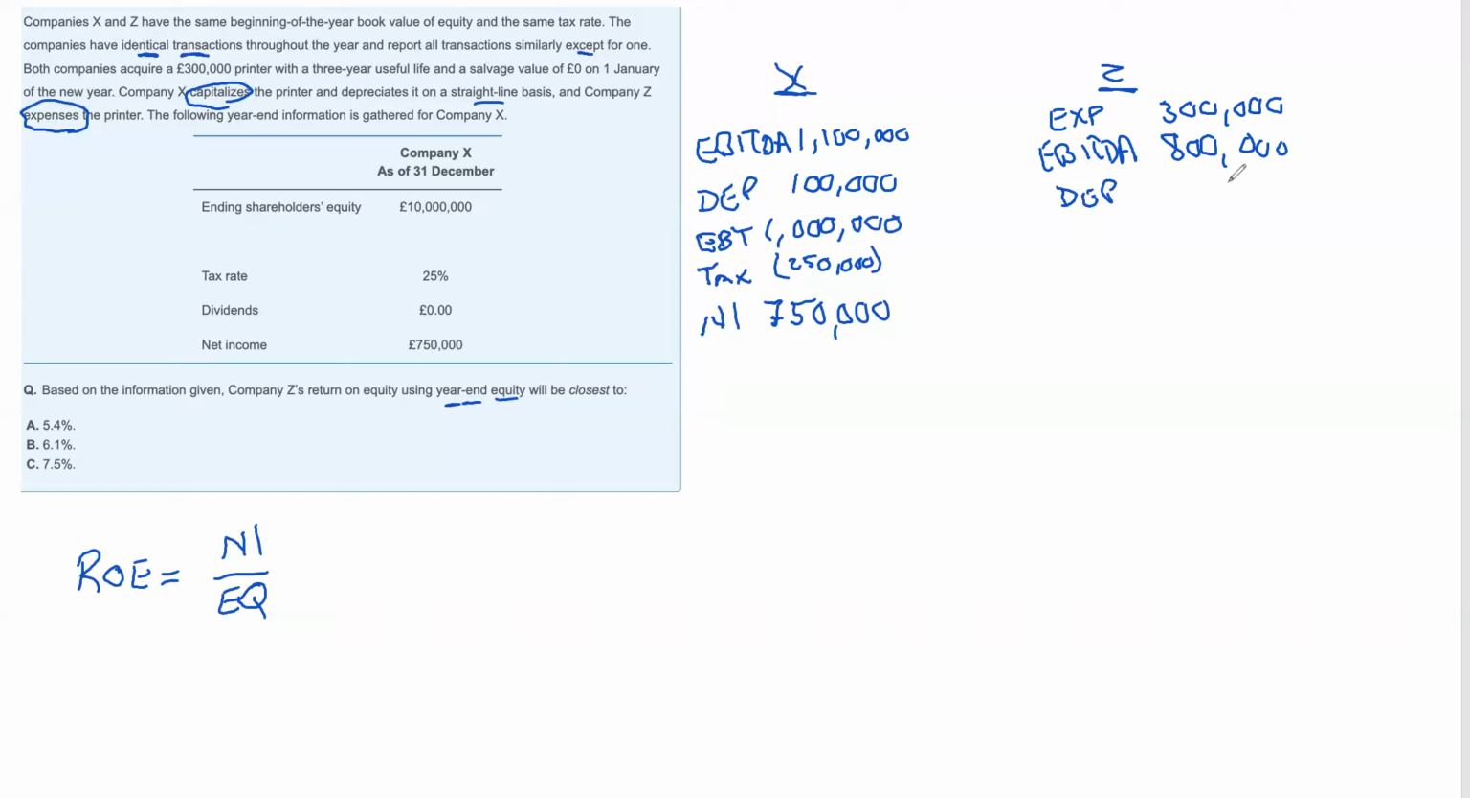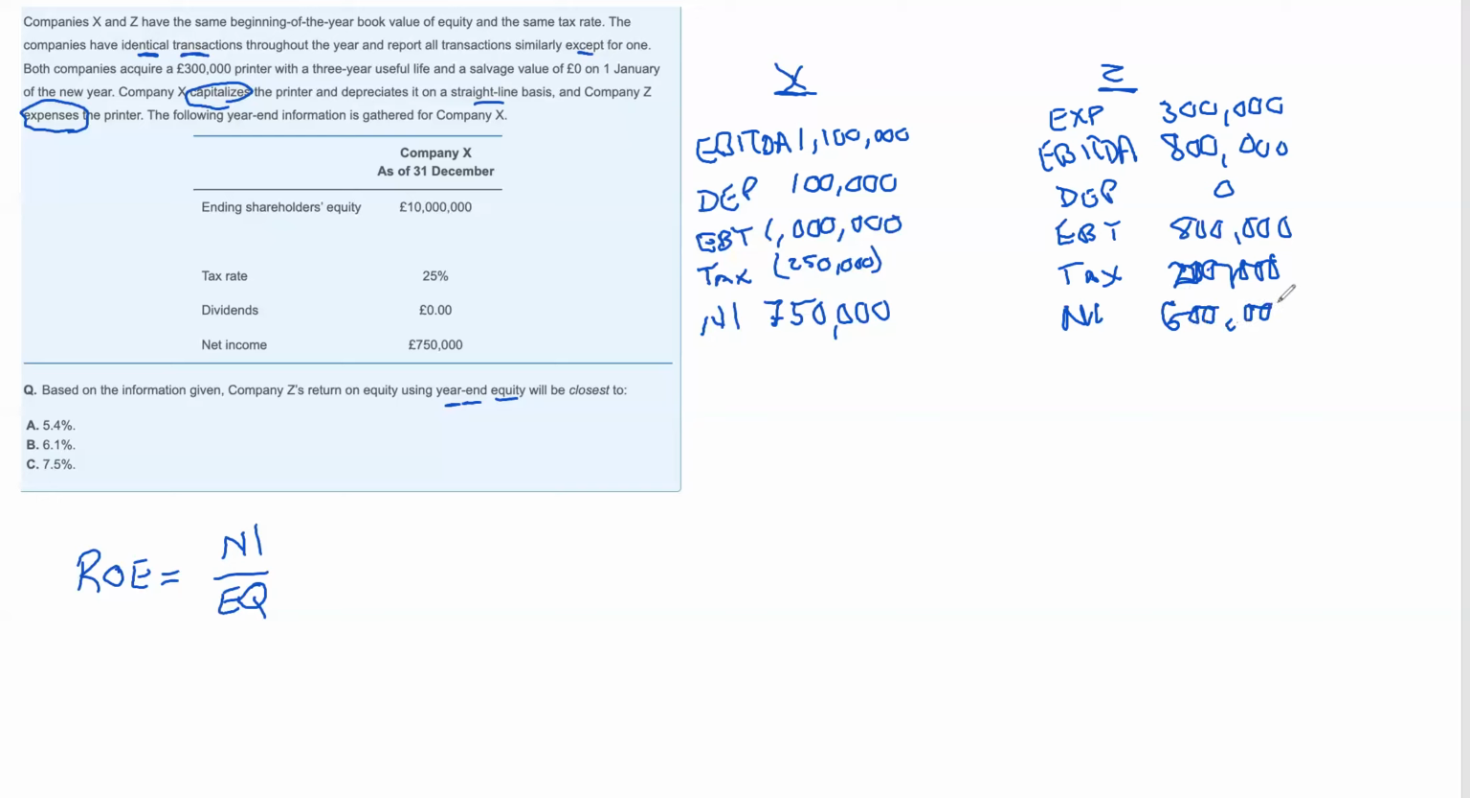Well, there is no depreciation expense. This asset is not being depreciated. It was expensed. So the earnings before tax then are 800,000. And now we have our tax, and our tax is 25%. So 25% of 800,000 is 200,000. That's 200,000. And so the net income is going to be 600,000.